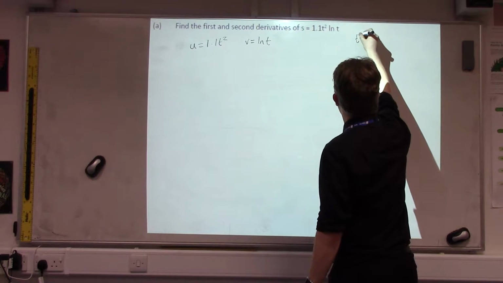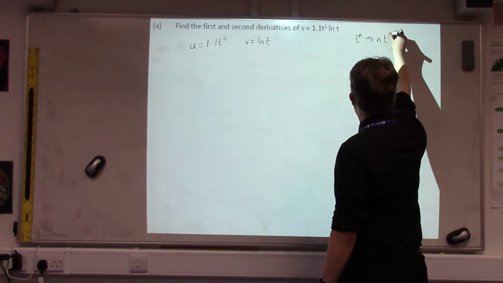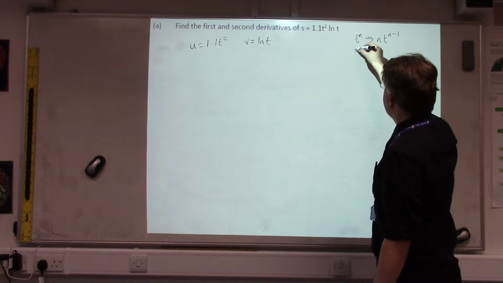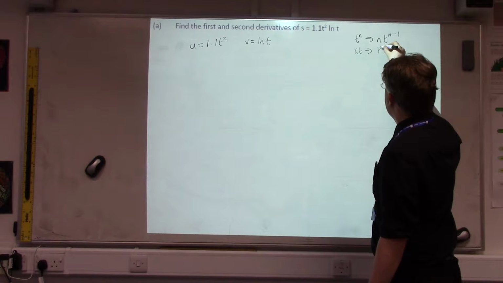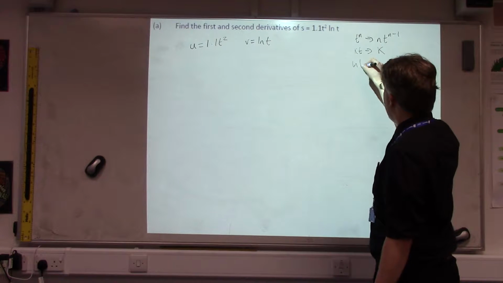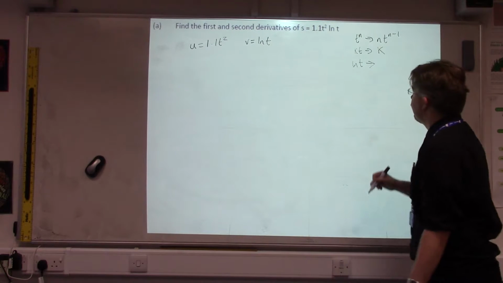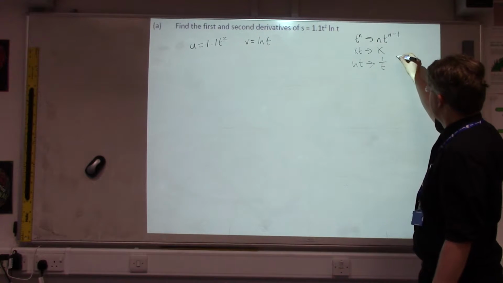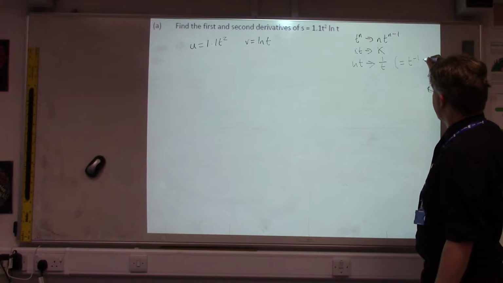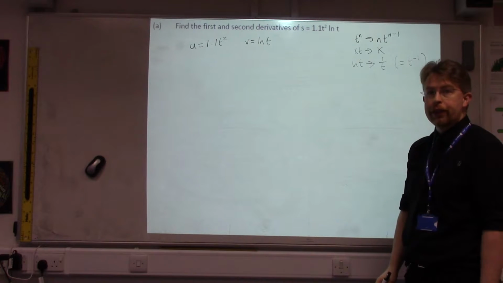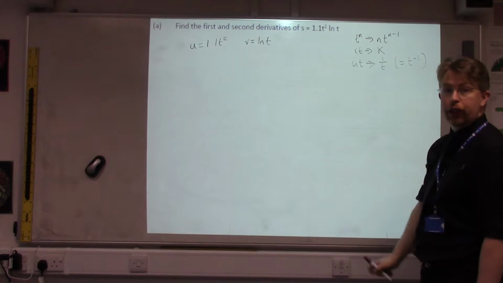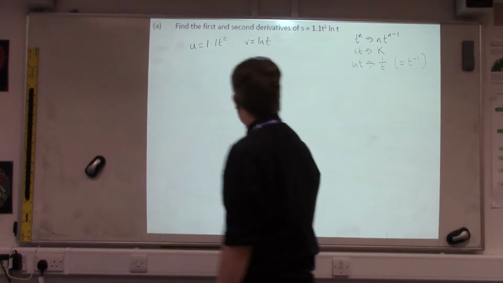So if we've got t to the n, that differentiates to n times t to the n minus 1. If you've got kt, that differentiates just to k. If you've got ln t, that differentiates to 1 over t, which will become important later on. 1 over t is the same as t to the power of minus 1, which means you can differentiate it using these rules. So, product rules.